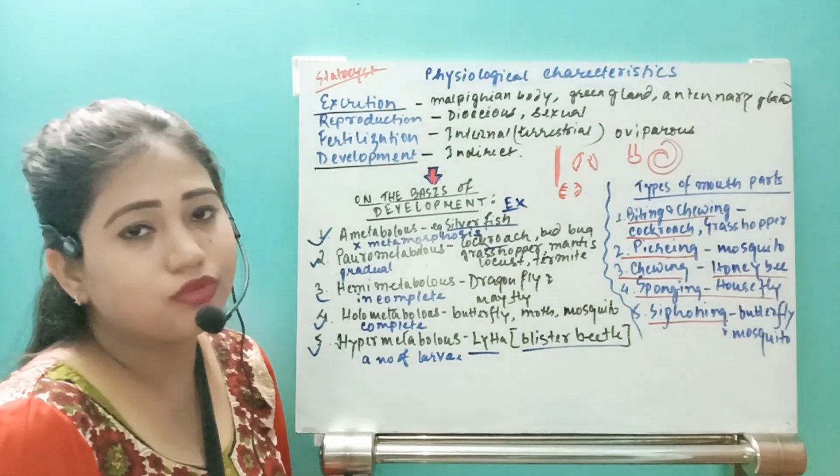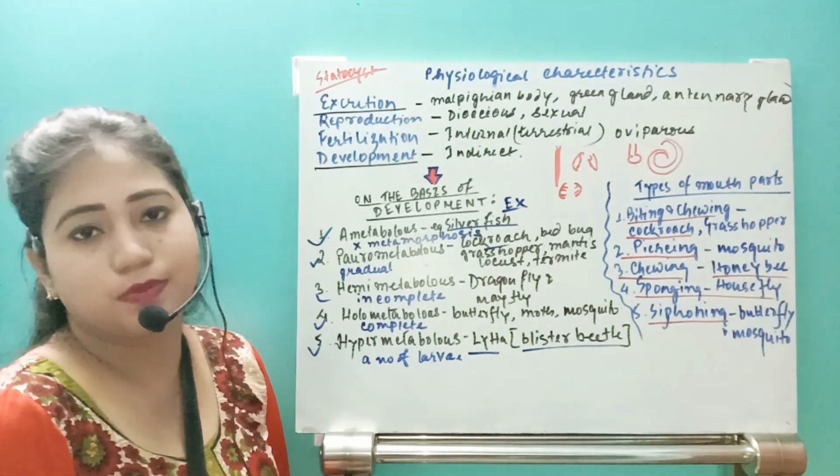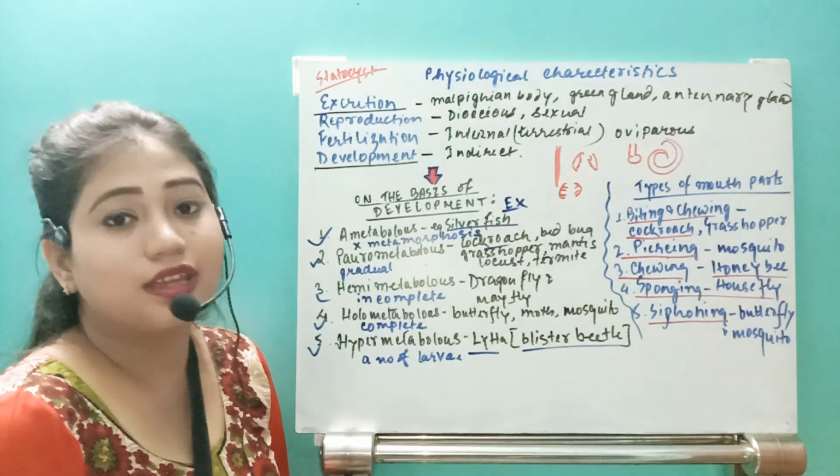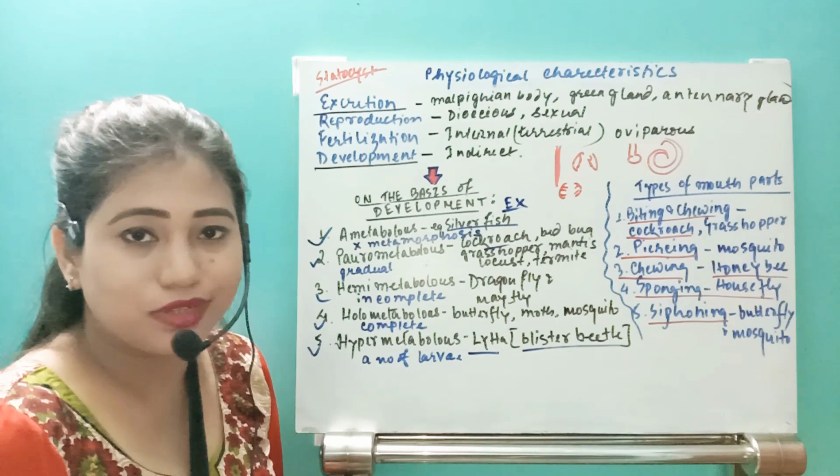Now we'll come to the different species which are economically important. Some of the species are acting as pests, or they are harmful animals. So let us see all those animals.